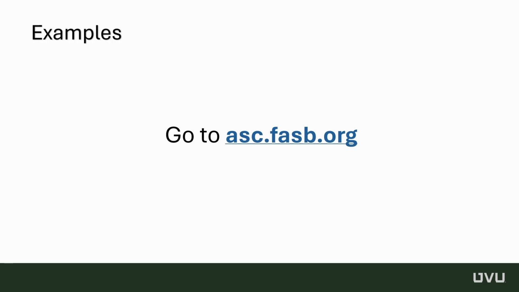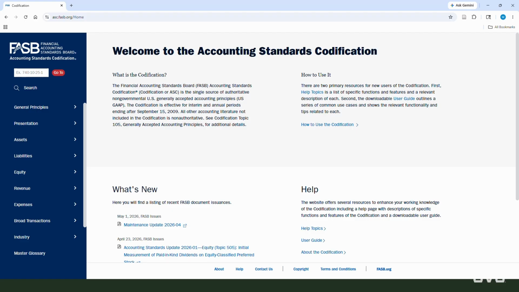Feel free to pause the video right now so you can navigate to asc.fasb.org. After you accept the license agreement, you should see a screen like this. And there are really two ways to navigate. If you already know the citation you want, you can type it in this top left-hand box and click Go To, and it will jump straight there.